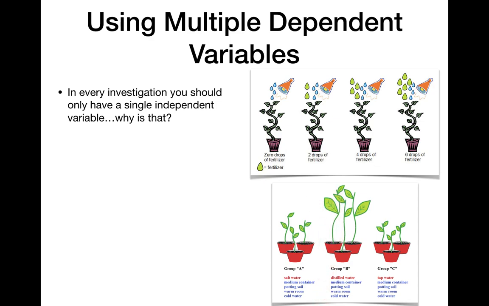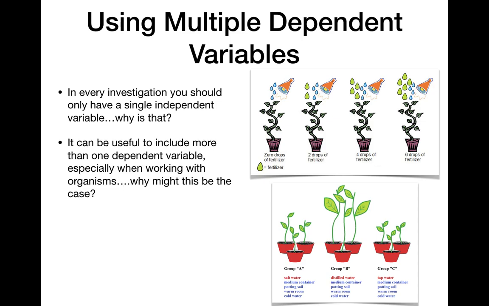So if we manipulated more than one thing, let's say in this plant experiment, we manipulated how much light and how much fertilizer, how would we know which one was causing an effect in that plant? We wouldn't know. So we'd never do more than one independent variable. Now that being said, it can be useful to include more than one dependent variable. That means you're measuring more than one thing to see what the effect the independent variable has on it.